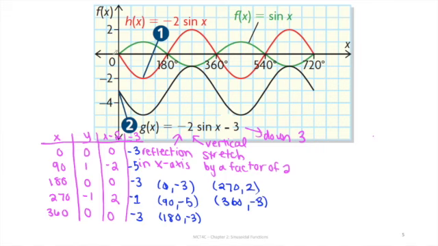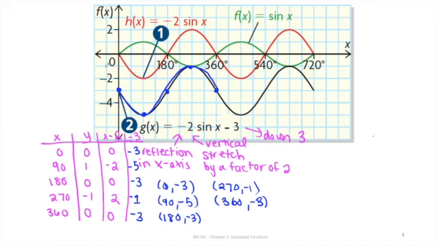Okay, so you're going to plot 0, negative 3, 90, negative 5, 180, negative 3, and then 270. This is not right either. I apologize. What should it actually be? 270, negative 1. There we go, 270, negative 1, and then 360, negative 3. Okay, and then you would connect those points there.